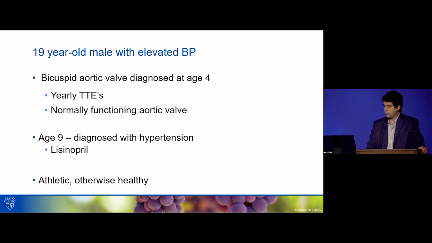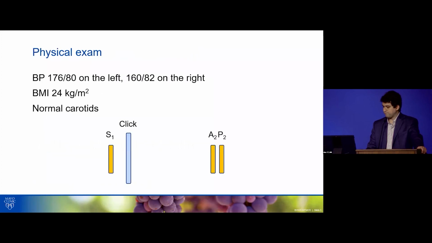He was diagnosed with BAV at age 4, and he was having echoes routinely every year, and they all showed that the bicuspid valve was working well. Then at age 9, he was diagnosed with hypertension, and he was put on lisinopril. He was athletic, otherwise healthy, no other medical issues whatsoever.